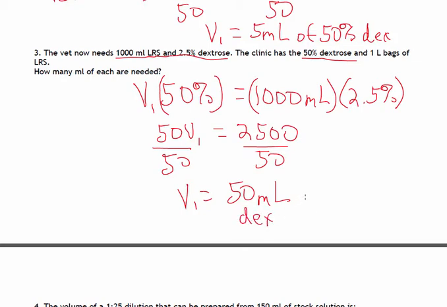And here we're going to combine that to get up to 1,000 milliliters. You are going to have to combine that with 950 milliliters of the rehydration solution to get your 1,000 total.